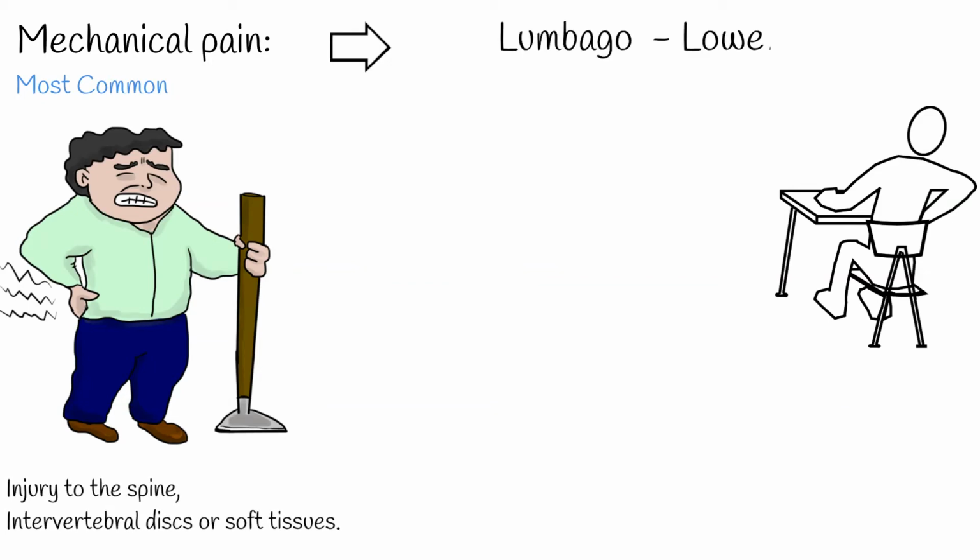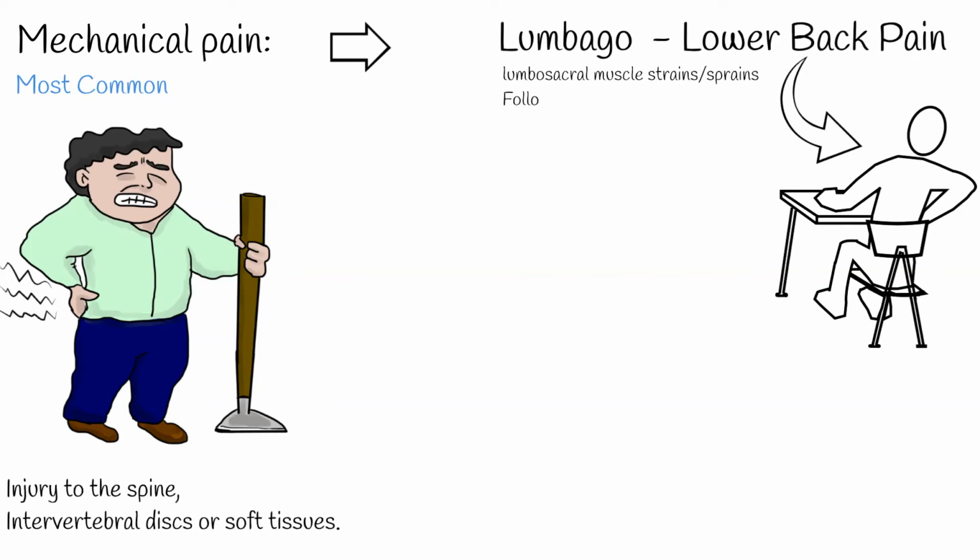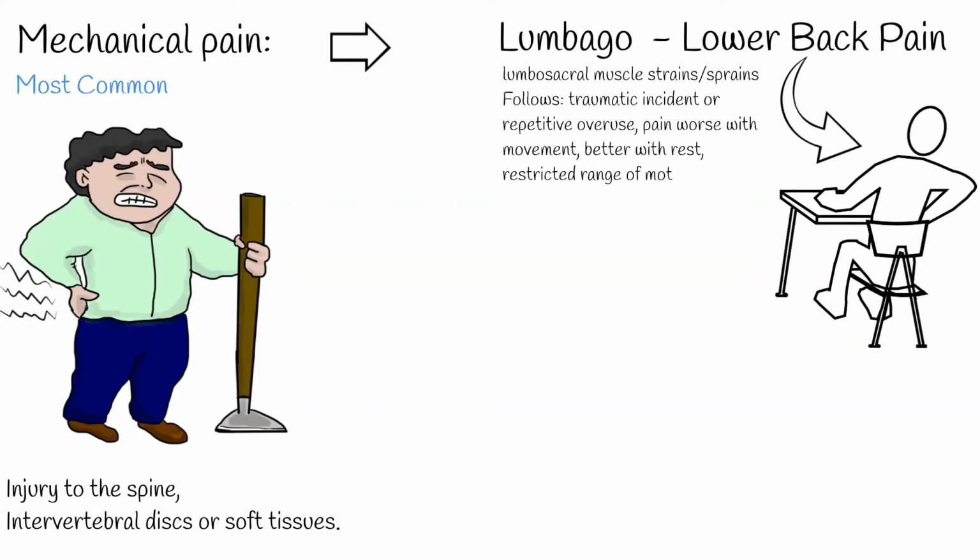Lumbago is common mechanical pain, often labeled as low back pain, acute back pain, or a strain to either the quadratus lumborum muscle or the paraspinal muscles. So back muscle strain is lumbago, and a common cause of back pain. Lumbosacral muscle strains and sprains follow a traumatic incident or repetitive overuse. Pain is worse with movement, better with rest, with restricted range of motion and tenderness to palpation of muscles.